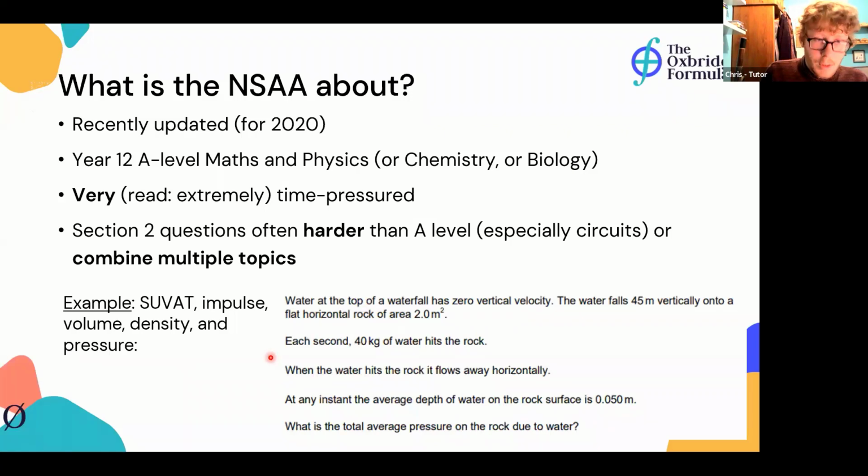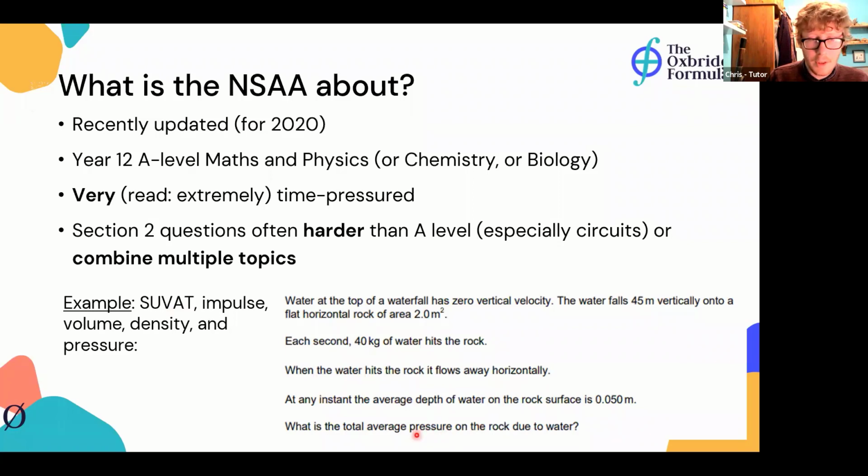If we just read through this quickly, you'll see all the topics it's got in it. So it says we've got water at the top of a waterfall, starts with 0 vertical velocity, and then it falls 45 meters onto flat rock. So it's falling under gravity, so that's SUVAT. And it says each second 40 kilos hits the rock, and then it flows away horizontally. There's an average depth of water on the rock of 0.05 meters, and then we're asked to find the total average pressure due to the water.